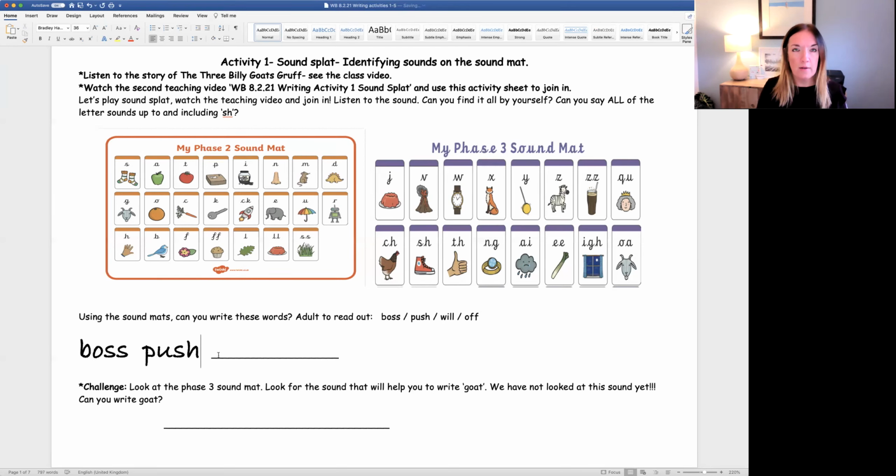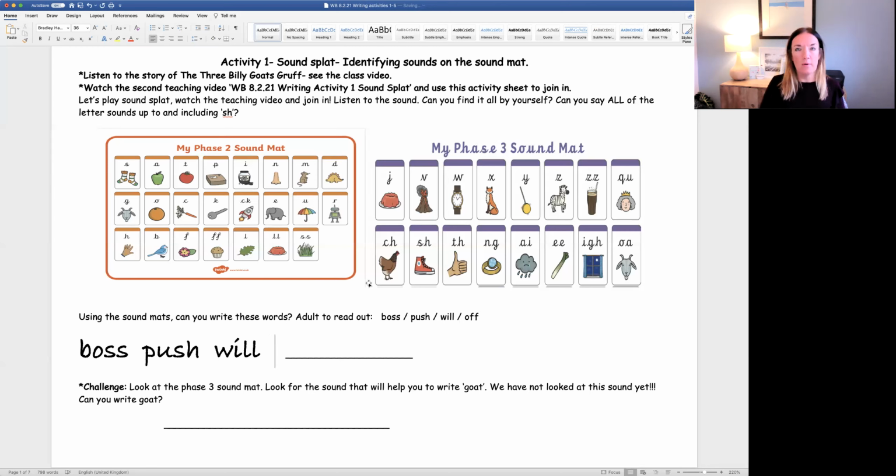Sh. Well done. Now let's see if we can spell will. Let's say it. Will. Now let's find those sounds. W, i, ll. My first sound was w. Here it is on my sound mat. My next sound was i. And my last sound was l. I'm going to pick the two l's that make one sound. Let's write that. W, i, ll. Will.